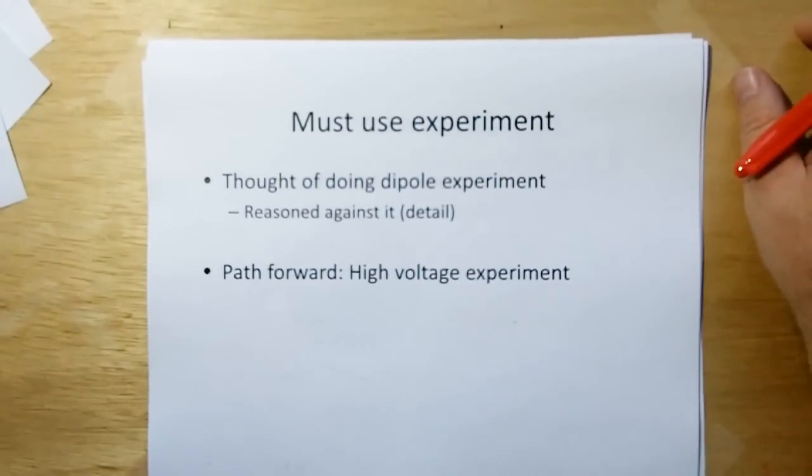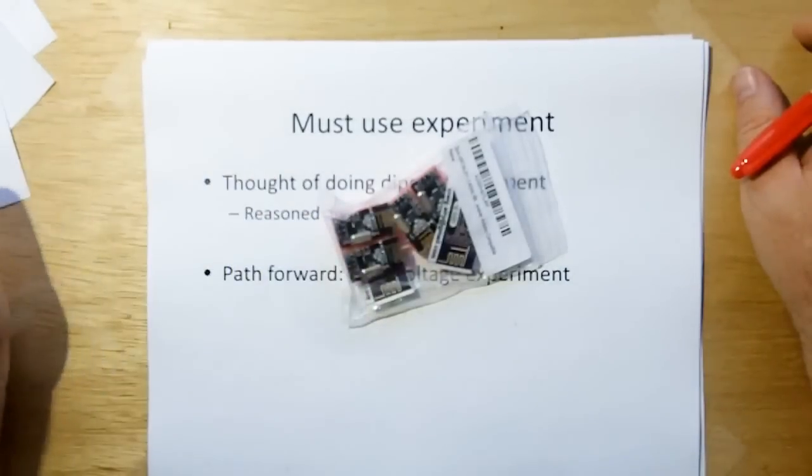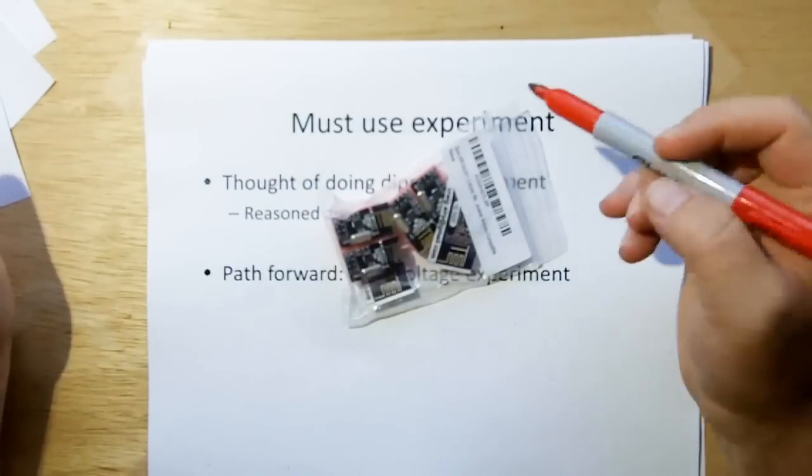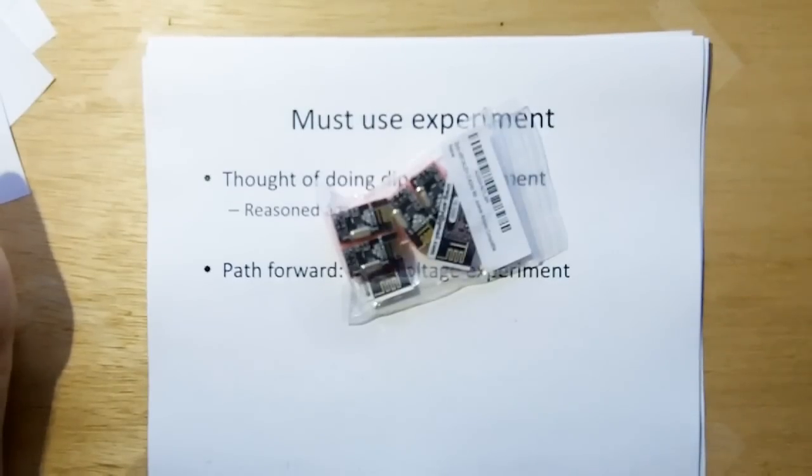Now I thought of an initial experiment by getting these cute little Arduino 2.4 gigahertz transceivers and snipping off the little antennas they put on and making a nice 2.4 gigahertz dipole. And then making a dipole measurement experiment. And there's two bad things with that.